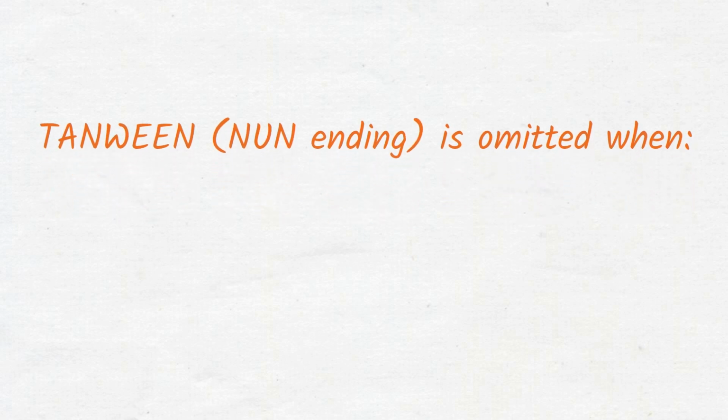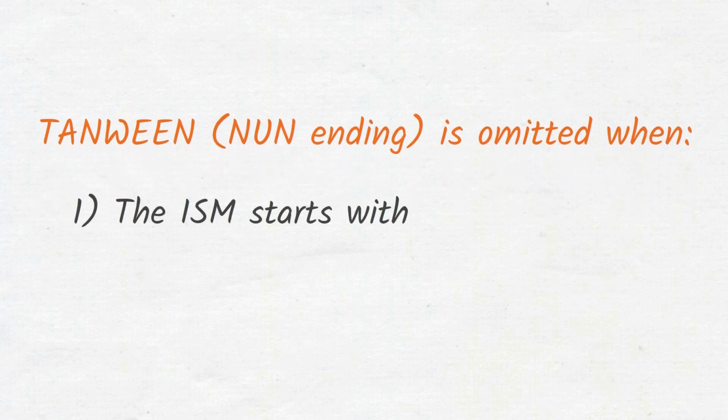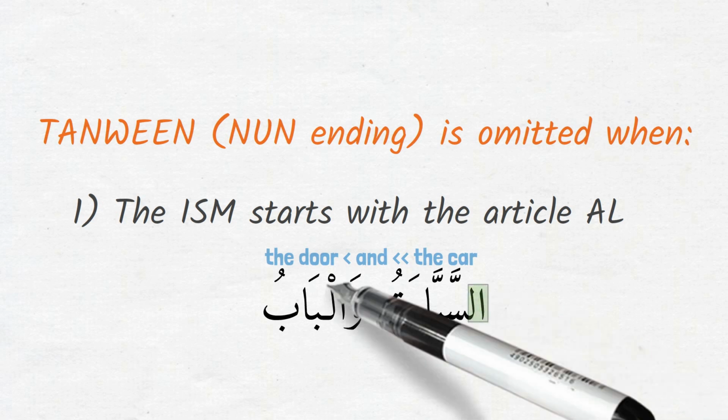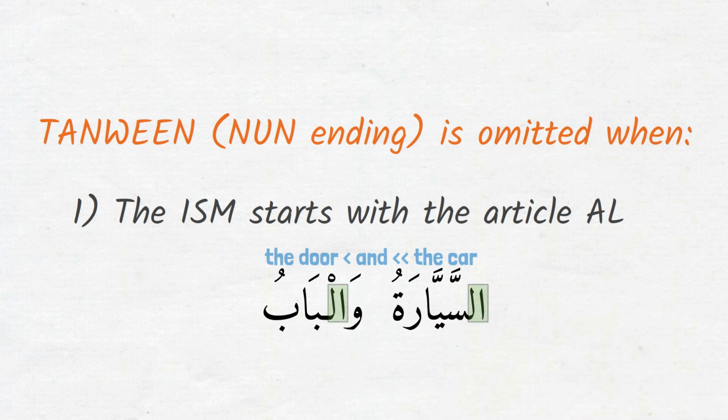The TANWEEN, also known as noun ending, is omitted in the following situations. 1. When the ism starts with the article al, indicating its definiteness. For example, السيارة والباب, the car and the door. We talked about this rule in lesson 3 and part 1.